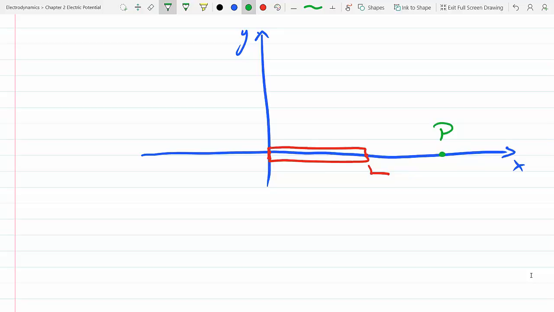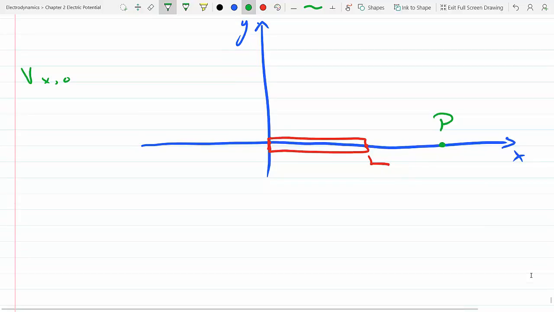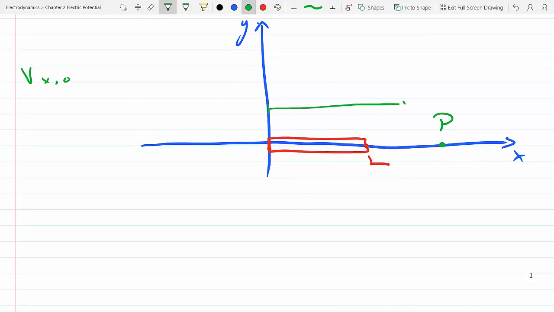Okay, we need to find what Vx is at some distance x. We need to find what the potential is.